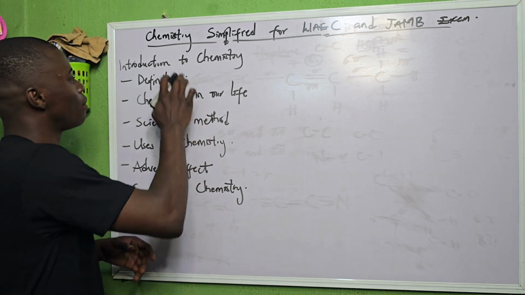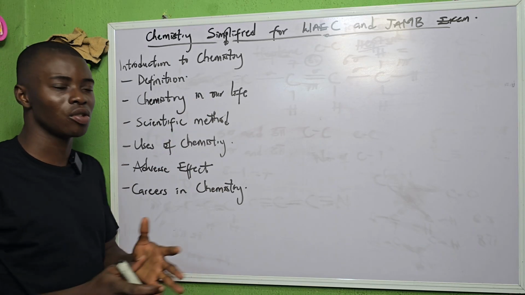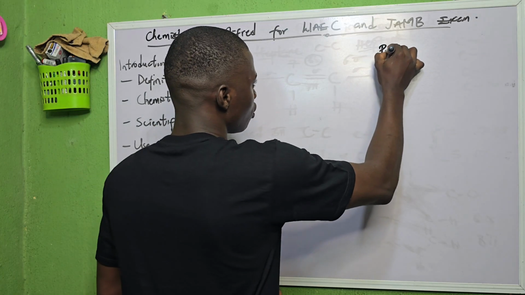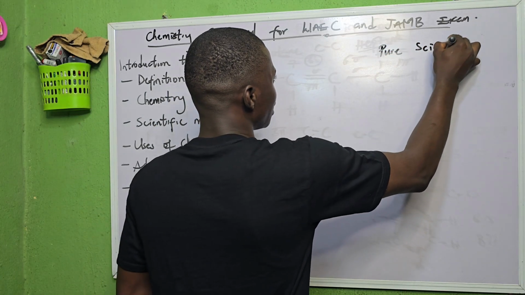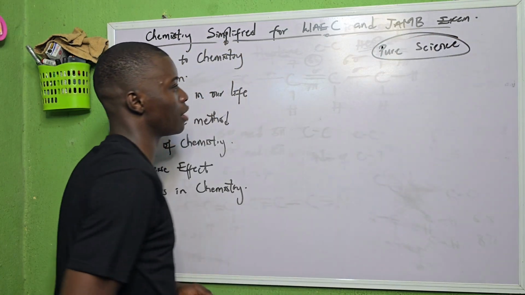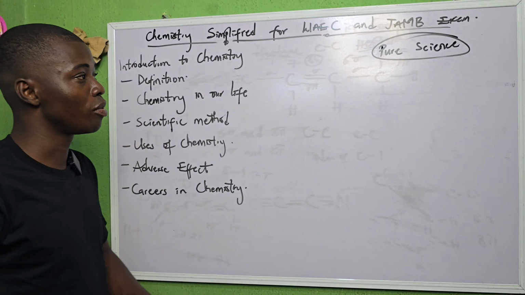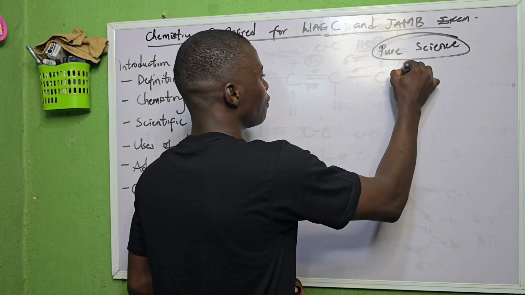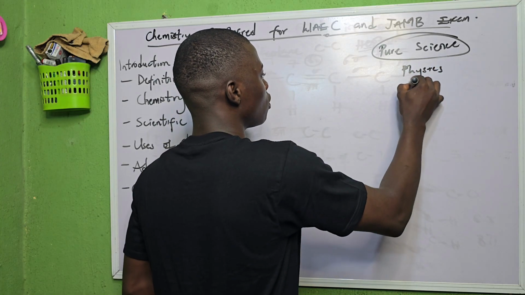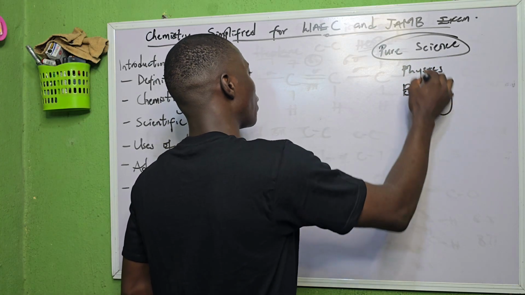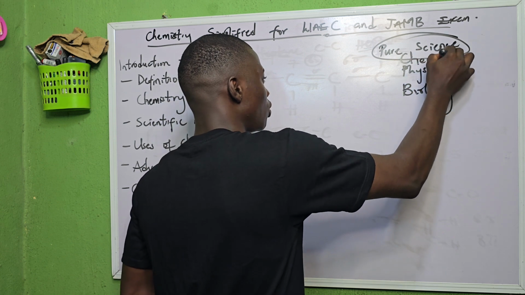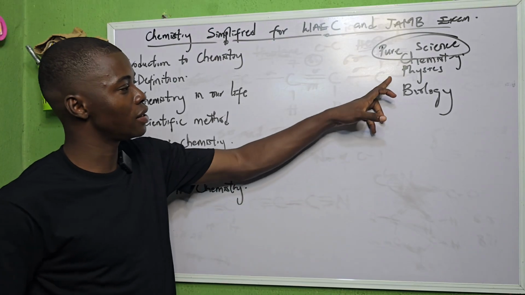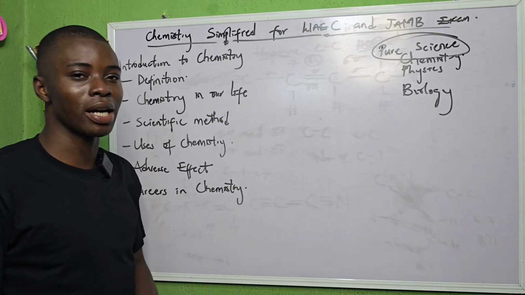So the first thing that will come to your mind is, let me introduce what chemistry is. What is chemistry? We always say chemistry is a branch of what? Of pure science. Like I will always tell my students, if you define chemistry as a branch of science, I will tell you, you don't know what you are doing, because chemistry is actually a branch of pure science. The other branches include physics and what? Biology. But the major one I will always tell my students is chemistry. You can take that to court, because I'm a chemistry tutor. So chemistry, physics, and biology, these are the three main branches of pure science.